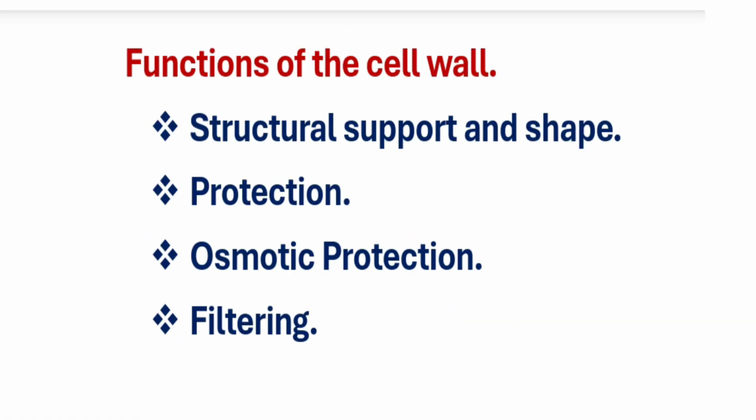Functions of the cell wall. Structure, support, and shape. The cell wall provides rigidity and a defined shape to the cell. Protection. It acts as a protective barrier against injury, pathogens, and environmental stresses like desiccation. Osmotic protection. The cell wall prevents the cell from overexpanding when water enters and is vital in turgor pressure.